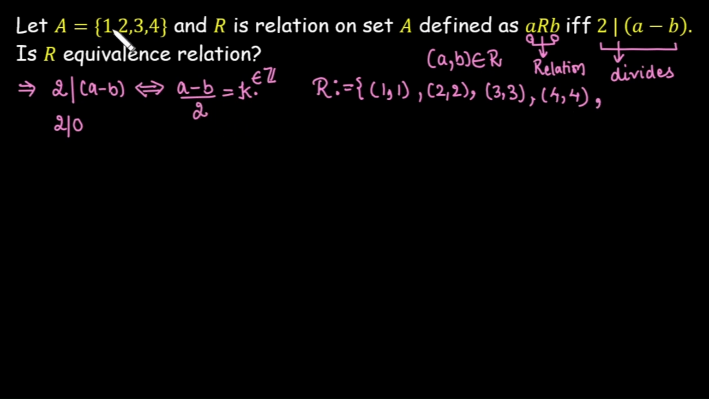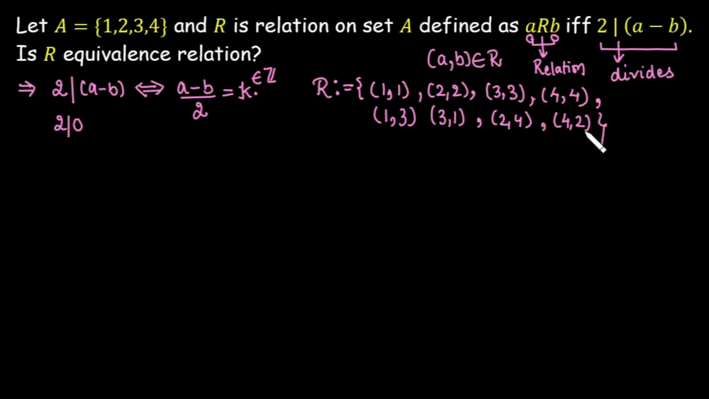Next ordered pairs possible are (1, 3) and (3, 1) because the subtraction is minus 2 and 2 divides minus 2. Its subtraction is 2 and 2 divides 2. Next ordered pairs possible are (2, 4) and (4, 2). Its subtraction is minus 2, which is again divisible by 2, and its subtraction is 2, again divisible by 2. No other ordered pair is possible in this case.